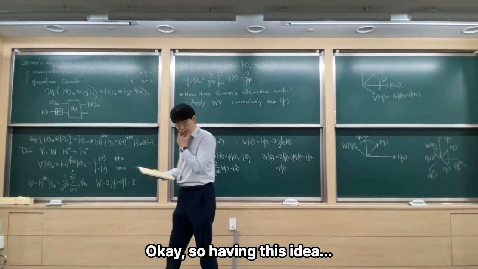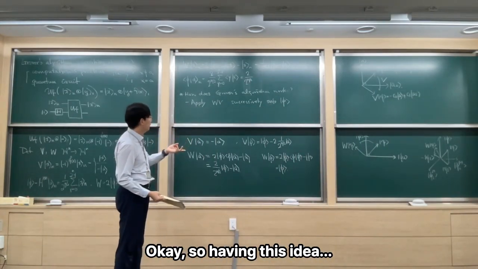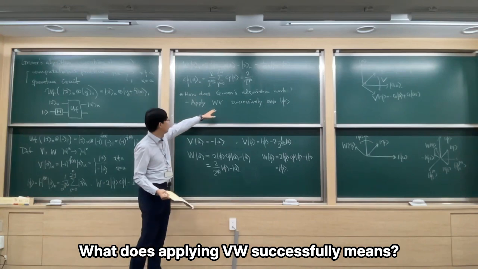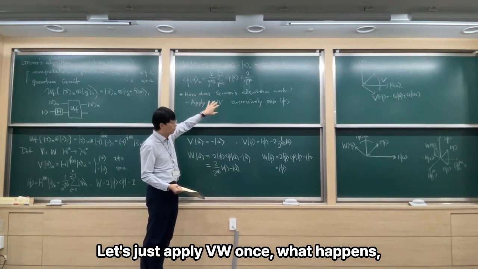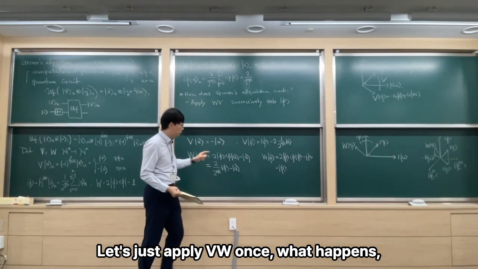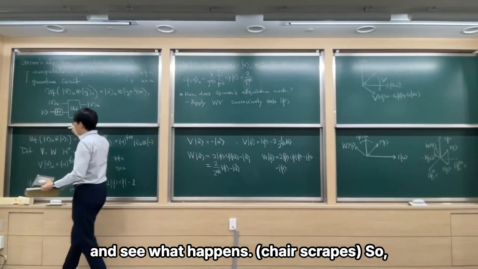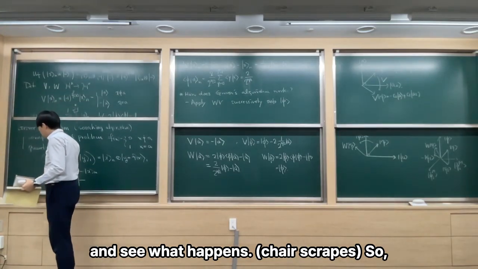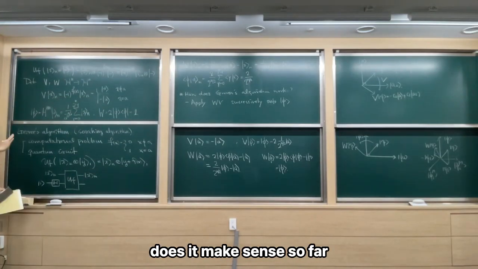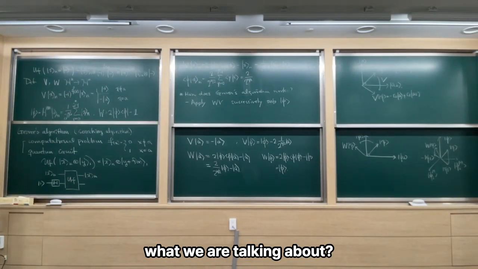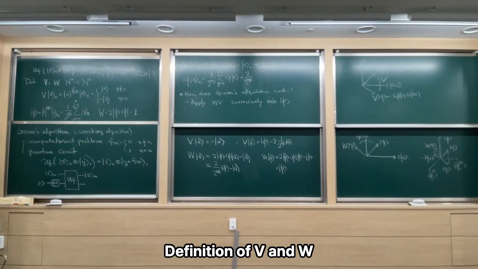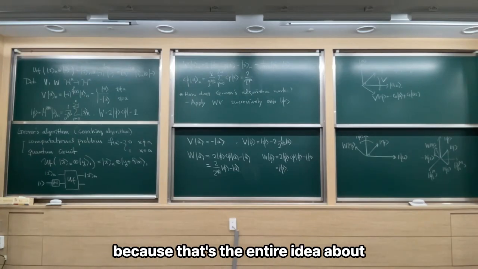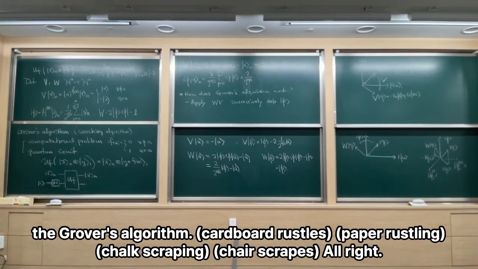Okay, so having this idea, what does applying VW successively mean? Let's just apply VW once, and see what happens. So, does it make sense so far, what we're talking about? The definition of V and W and also the reflection part? Because that's the entire idea about Grover's algorithm.